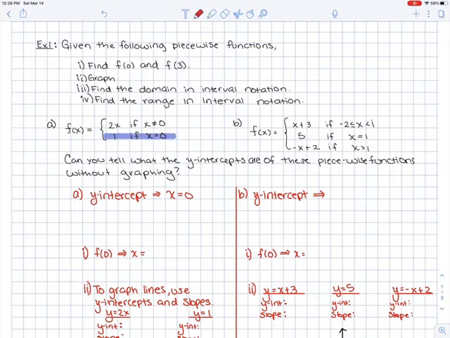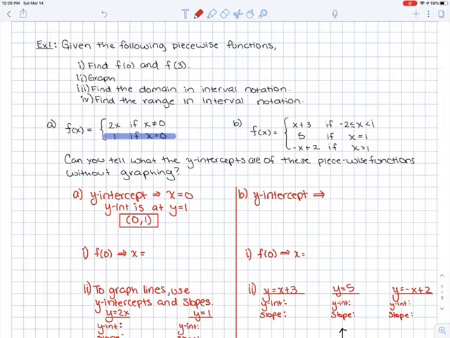Therefore, we're going to use y equals 1 as our y-intercept. Notice there are no x values, therefore I don't have to plug in x equals 1. All we say is that the y-intercept is at y equals 1. In other words, (0, 1) is our y-intercept. We'll come back to part A since we haven't even started answering the questions.